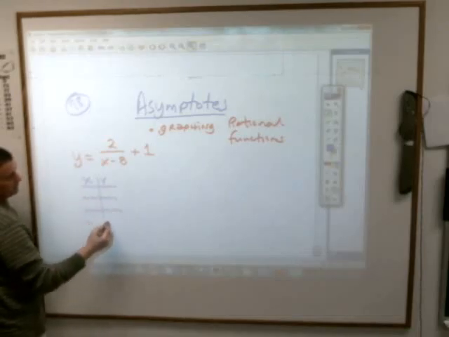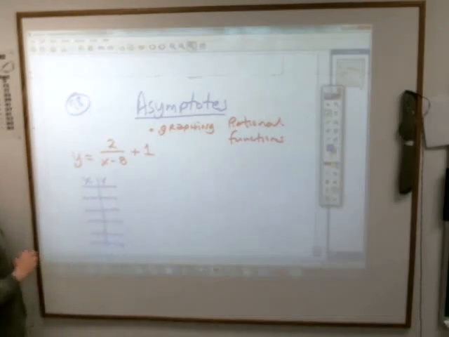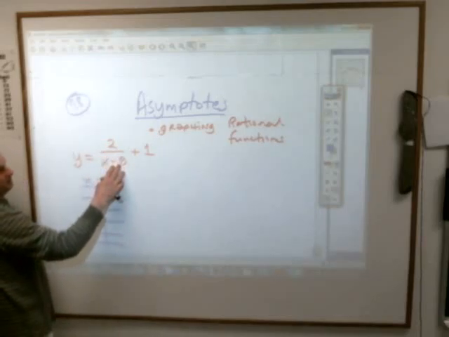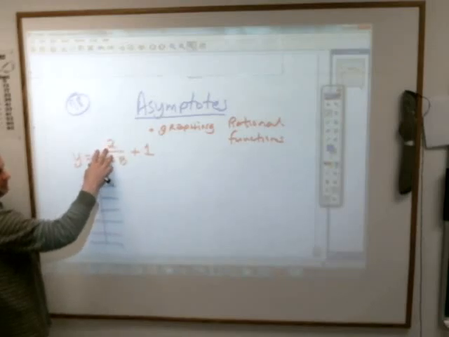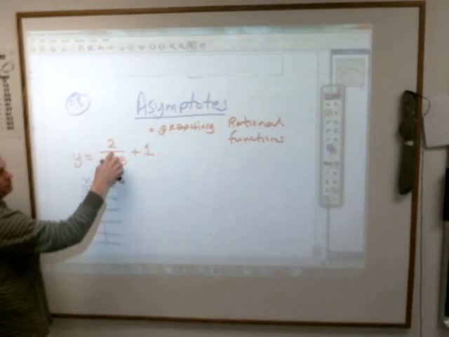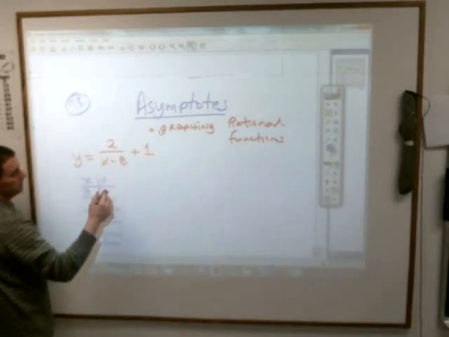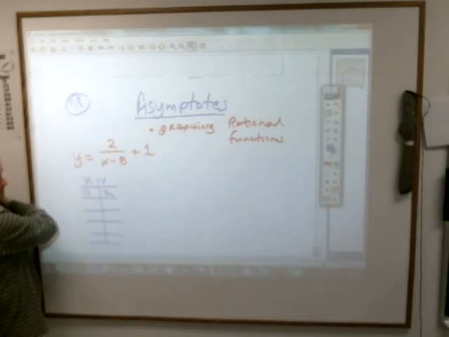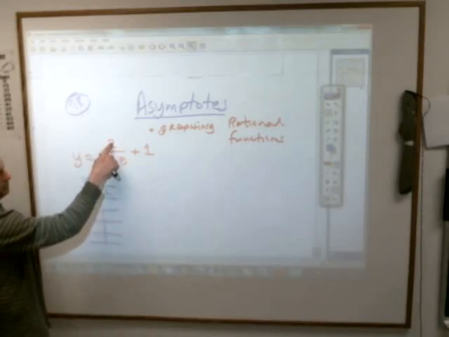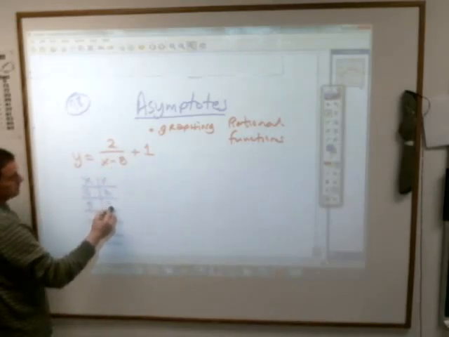When you make the table, you can pick any values of x that you want, so you can pick some easy ones. I would pick numbers that give us easy numbers to work with. For example, 10 would be a great one, because 10 minus 8 is 2, 2 over 2 is 1, and 1 plus 1 is 2. What would give us a 1 on the bottom? 9. 9 minus 8 is 1, 2 over 1 is 2, and 2 plus 1 is 3.